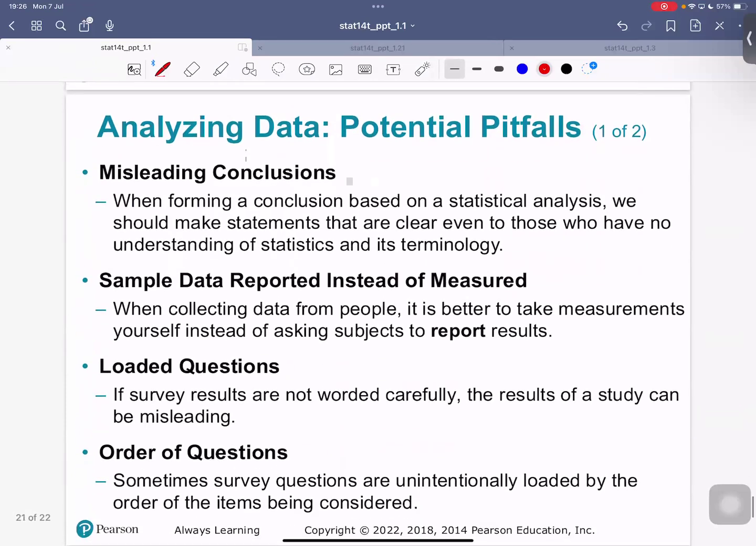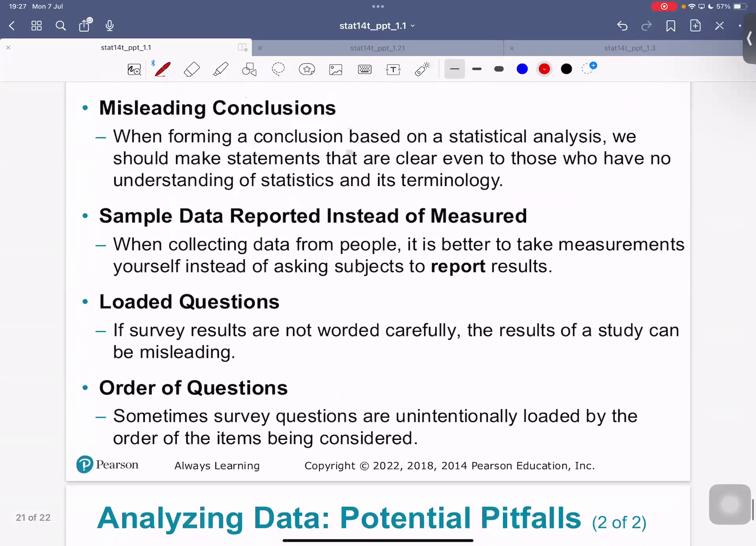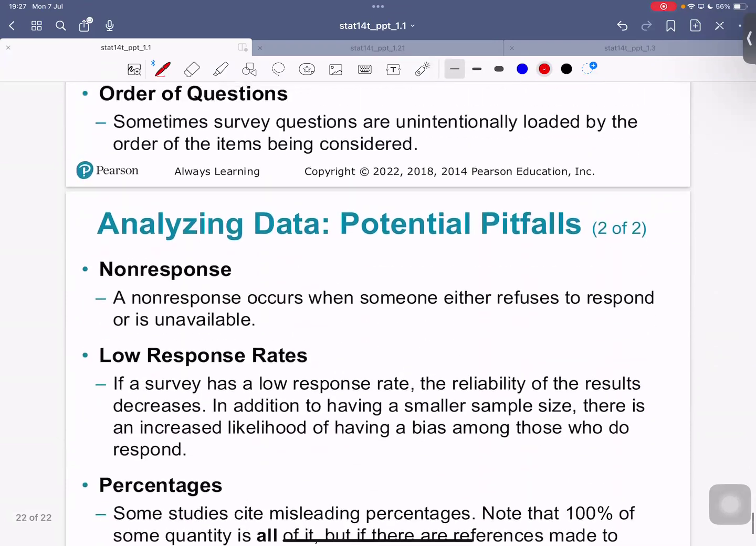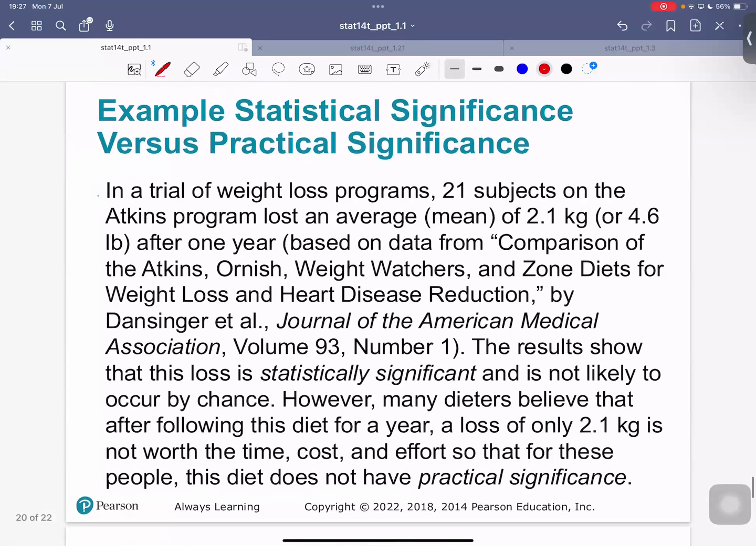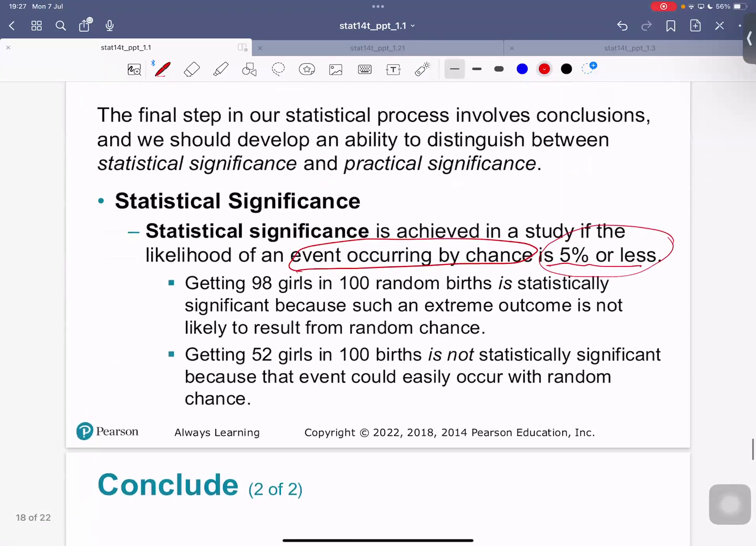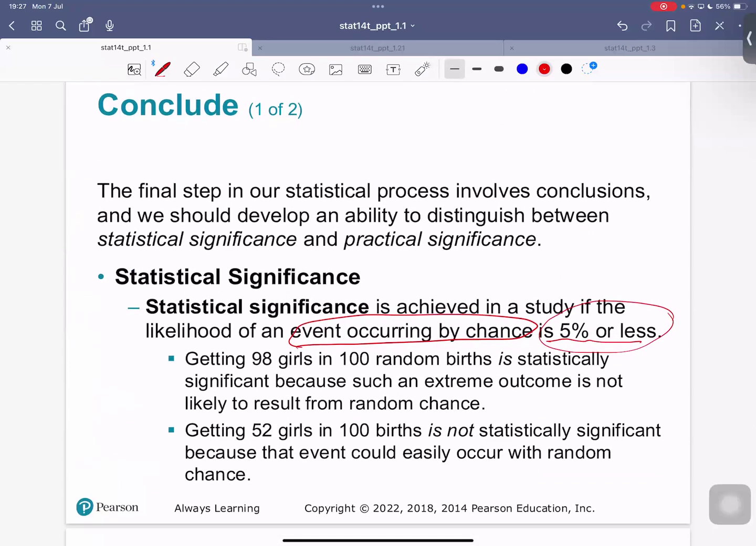Let's see. Misleading conclusion. Sample data reported minimizing. They don't have any information, but they just mentioned this result is statistically significant and is not likely to occur by chance. Is that not likely to occur? Yes. So I think the conclusion is, no.